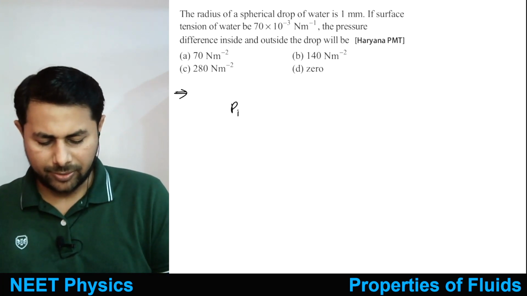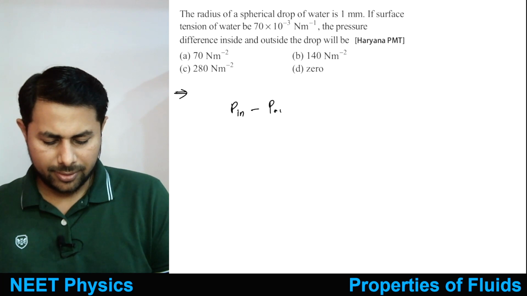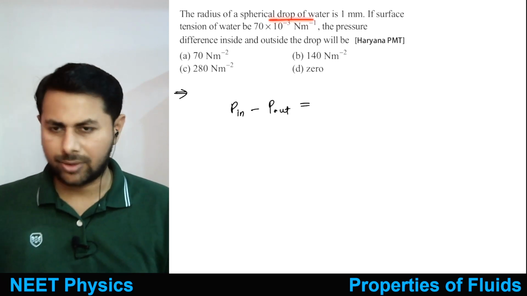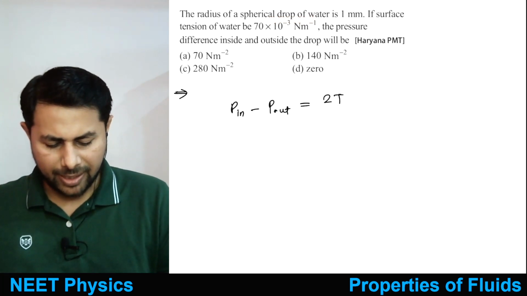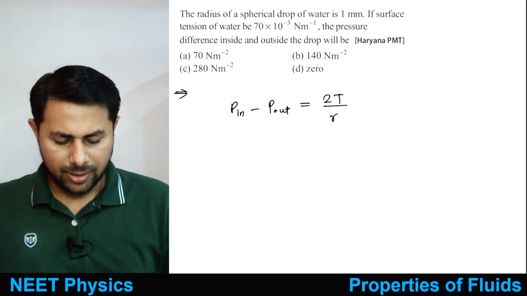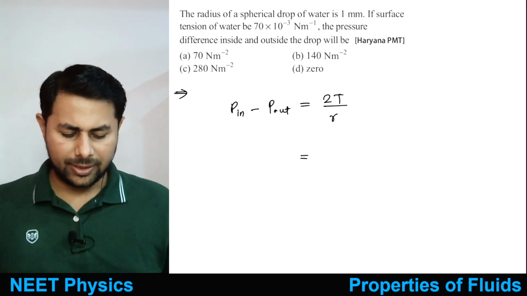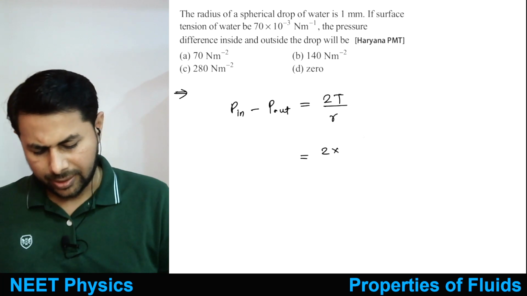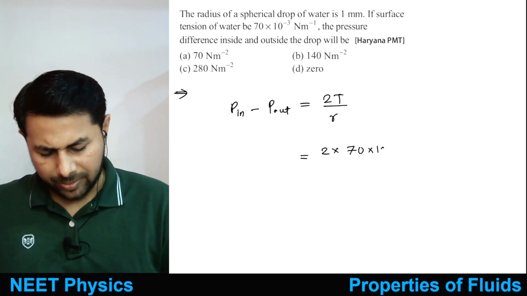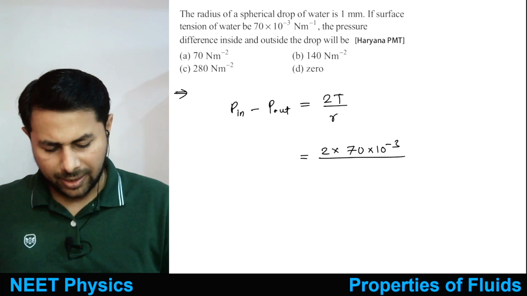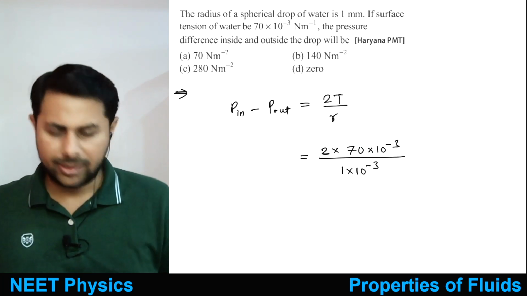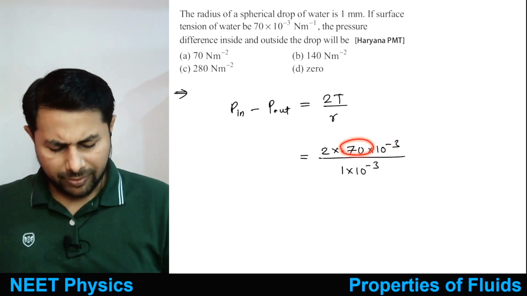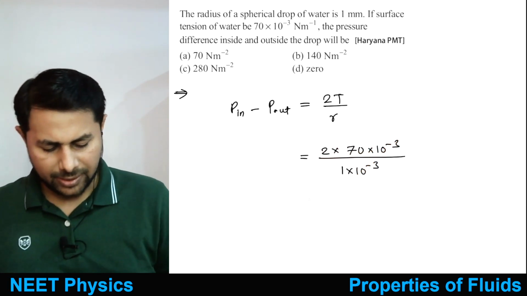So P in minus P out. You just need to check whether it is a drop or a bubble. It's a drop, that means 2T divided by R. Pressure difference inside and outside is 2T divided by R, so that is 2 times the surface tension, 70 multiplied by 10 raised to minus 3, divided by R. R is 1 mm, so 1 into 10 raised to minus 3. The 10 raised to minus 3 gets cancelled out, 70 times 2, 140, that is the answer.